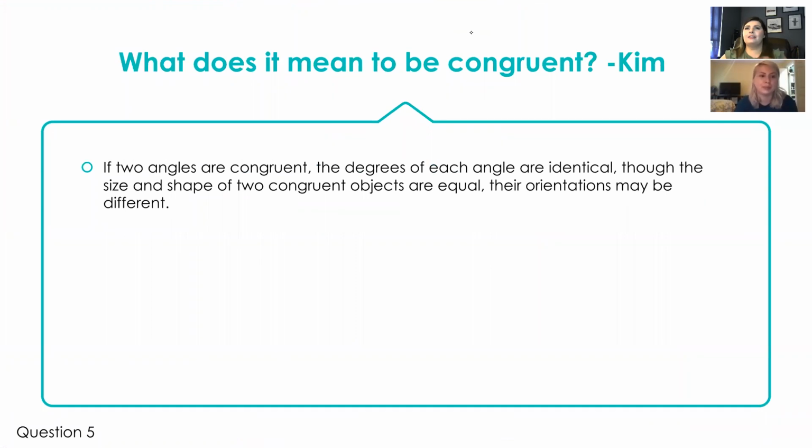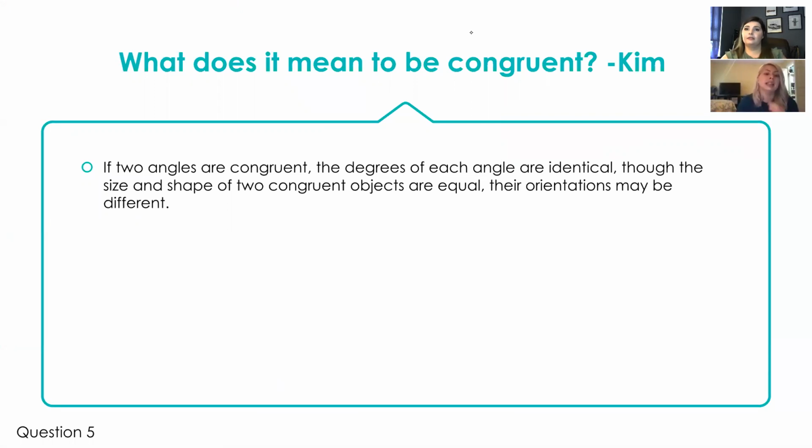What does it mean to be congruent, Kim? Well, we've talked a lot about congruency earlier when we were talking about our properties and postulates. So this is kind of just to go more into depth about that. Congruency would mean that two angles are congruent. The degrees of each angle are identical. So the degrees of every shape and angle are the same.